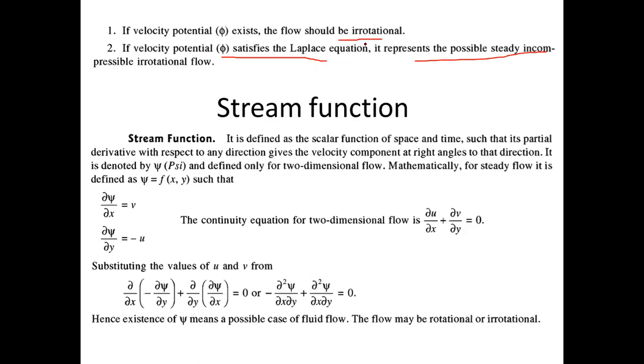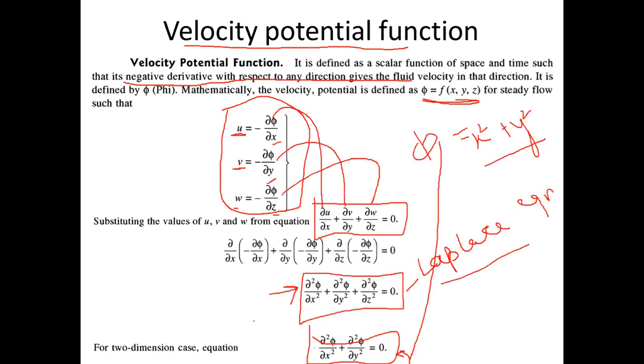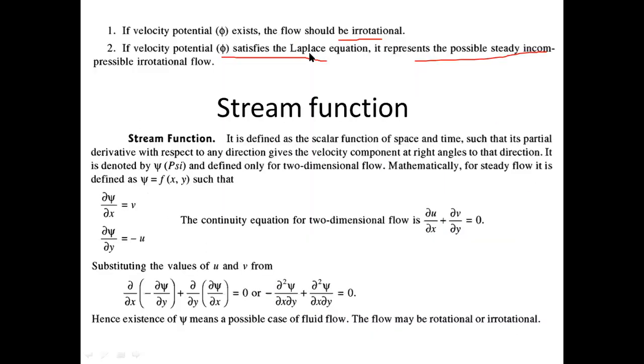Just like what we discussed in this case, the velocity potential function, similarly we have another function which is called the stream function. So what is the stream function? Earlier we studied the velocity potential function. Now let us discuss the stream function. Basically, the stream function is nothing but the equation of the streamline.